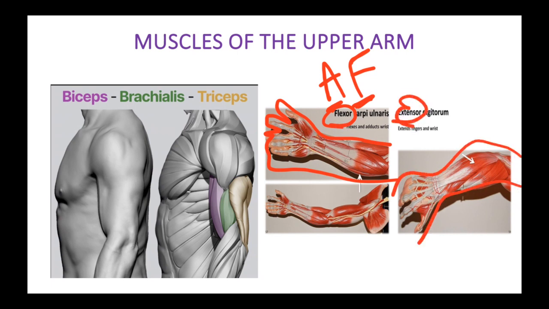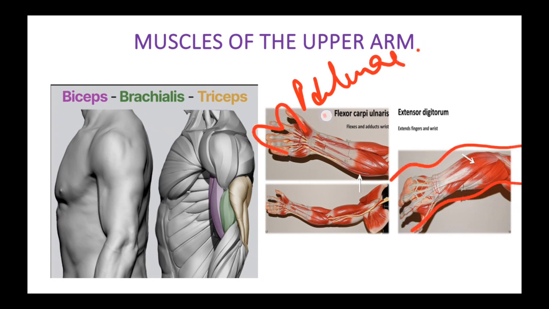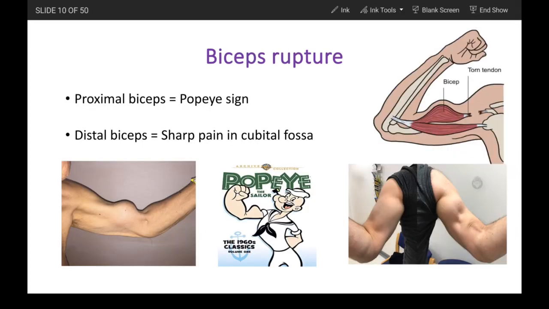extensor muscles. The anterior side is also called the palmar side, because that will eventually lead to your palm, and this is the dorsal side. This is the ventral side as well. And this would be your dorsal side. Okay, so now let's talk about the associated disorders.